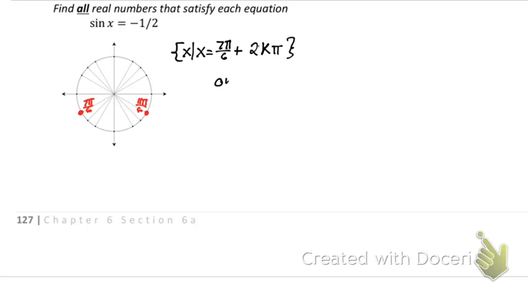Or let's go ahead and list the second angle. So that's x such that x equals 11 pi over 6 plus 2k pi.